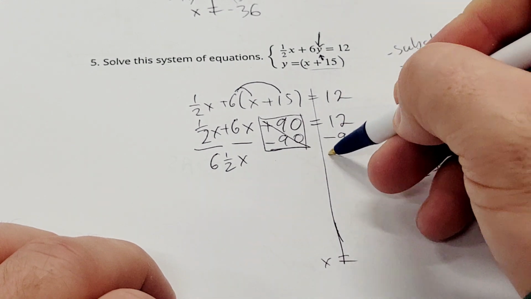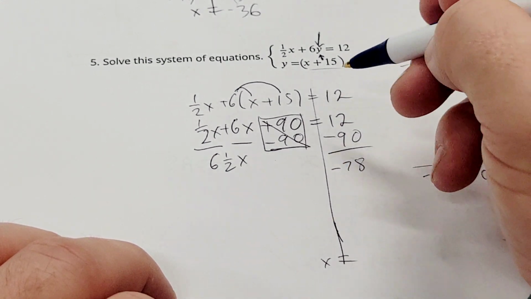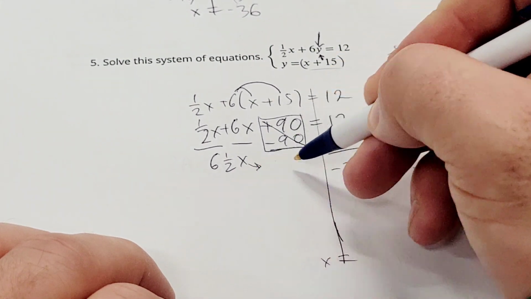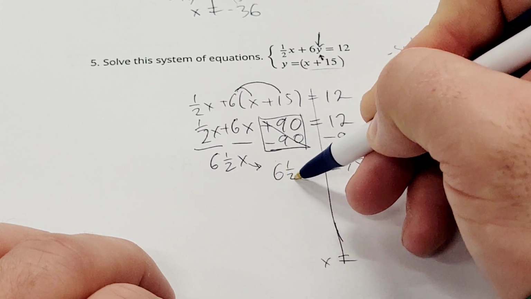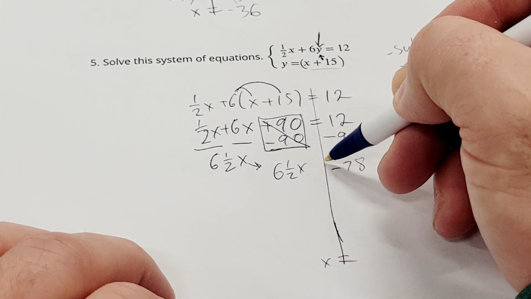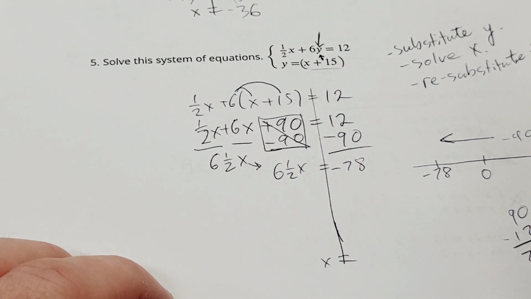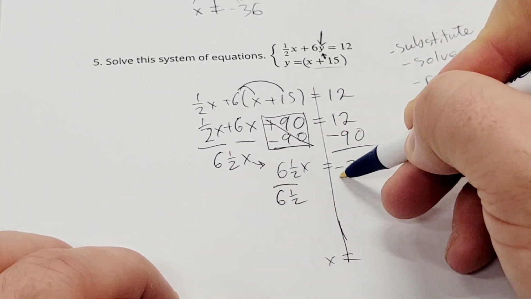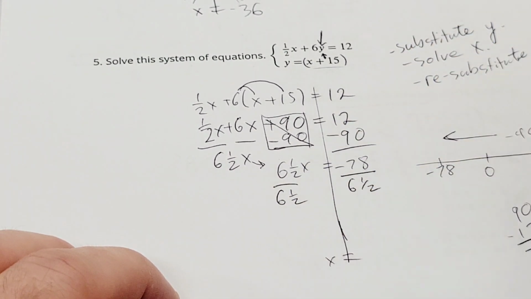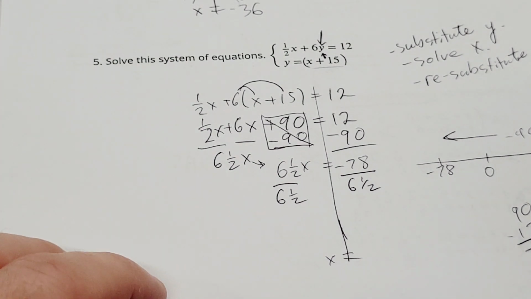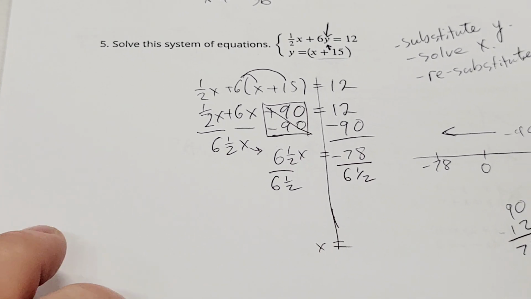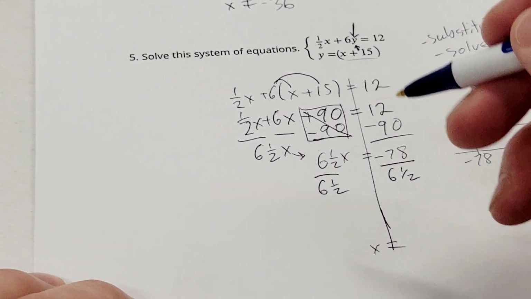Okay, negative 78. So ultimately, I'm going to move this over a little bit because it's kind of out of place. I have 6.5x equals negative 78. Okay, so now I have to divide by 6.5 on both sides. And again, don't panic. We're dividing by a decimal here, or of course with your calculator you could divide by 6.5. But again, I like to prove that I can do this, right?